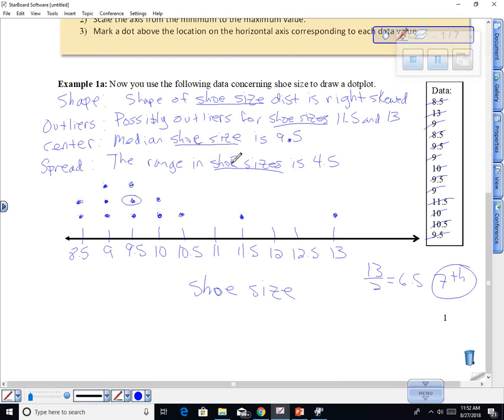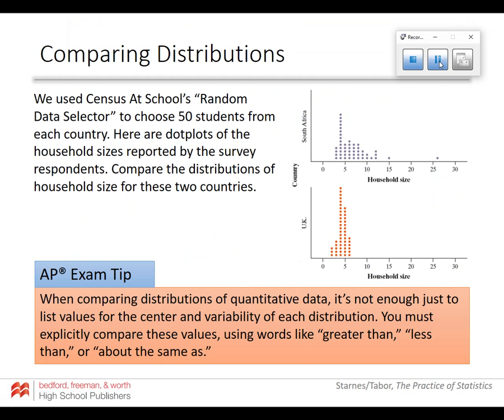Okay, so we've talked about how to describe a distribution, but what if we have two distributions and we want to compare them? This becomes a little bit different, and I kind of like comparing distributions because you don't actually have to find the center or the range. You just have to compare them. So you could just say the range for one is greater than the range for the other. As long as you're using comparative language, that's all you have to worry about.